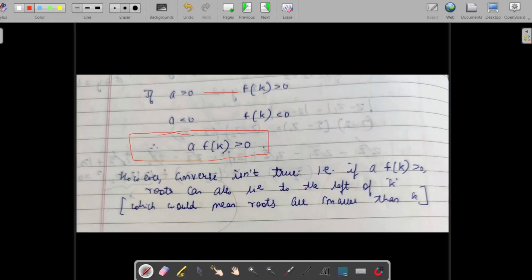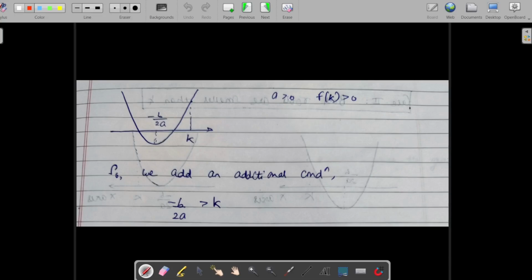So this is the first condition. But this is not the sufficient condition, because you can see that the converse isn't true. For example, if a times f of k is greater than 0, roots can also lie to the left of k. See, in this case, again, a is greater than 0, f of k is also greater than 0, but roots are lying to the left of k. Therefore, both roots are not greater than k, they will be less than k. So that's a different case.